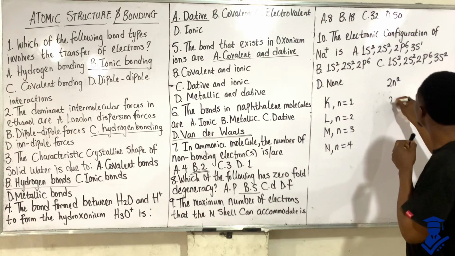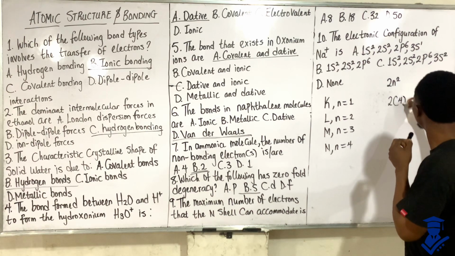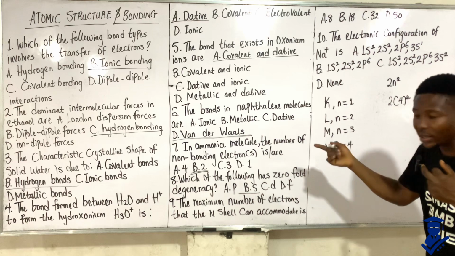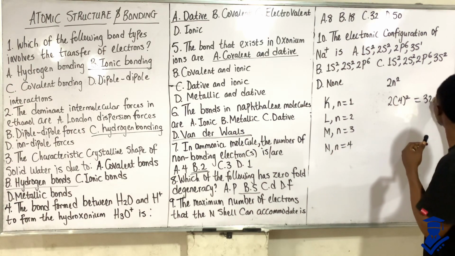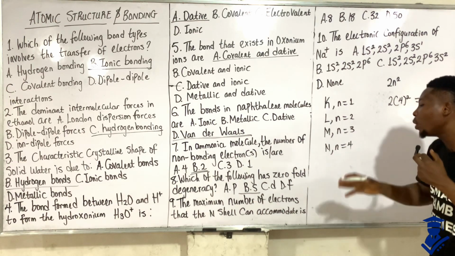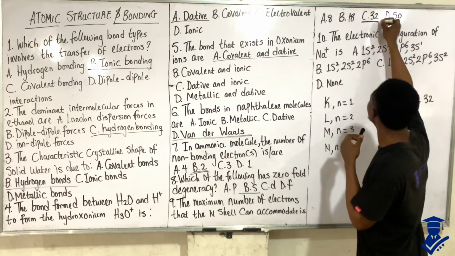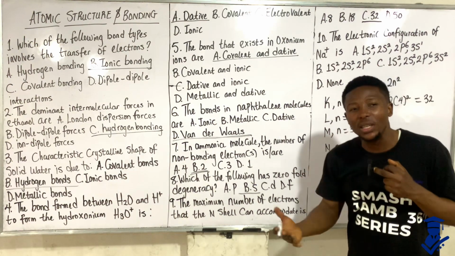So it becomes 2 into the bracket 4 to the power of 2. So 4 squared is what? 4 times 4. That's 16. And 16 times 2 gives us what? 32. So the maximum number of electrons that the N shell can accommodate is 32. All right. So option C is correct.